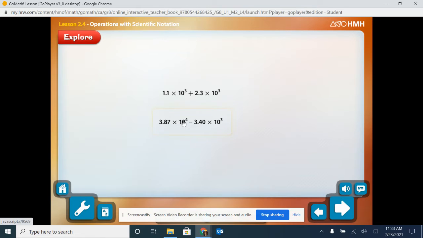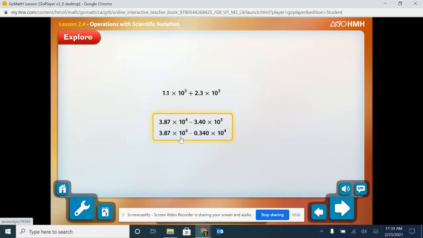Now here, the powers, 10 to the fourth power and 10 to the third power, are not the same. So you have to rewrite them so that they're the same. You can either write them both with 10 to the third power, or both with 10 to the fourth power. It's up to you, however you want to change it. So they have the same power of 10. Now you can add or subtract the numbers by adding or subtracting the multipliers and keeping the same power of 10. Or you can rewrite the numbers in standard notation to add or subtract them.